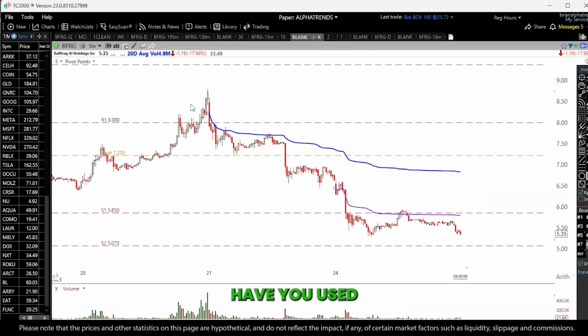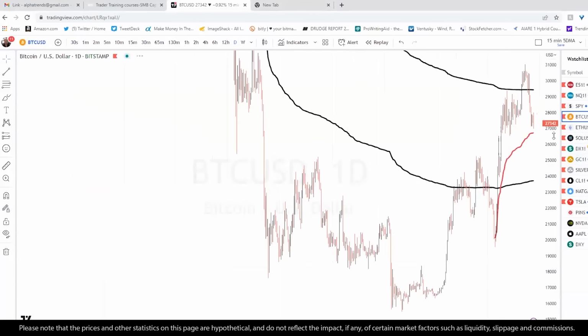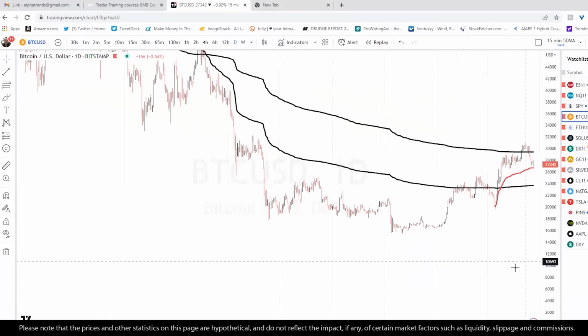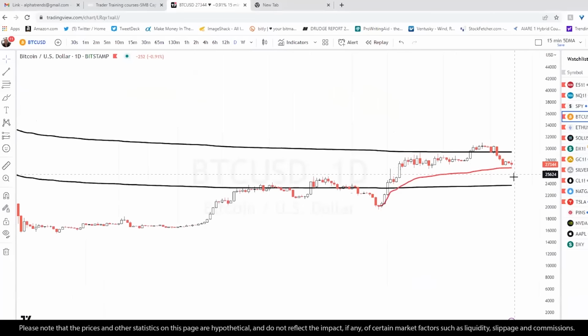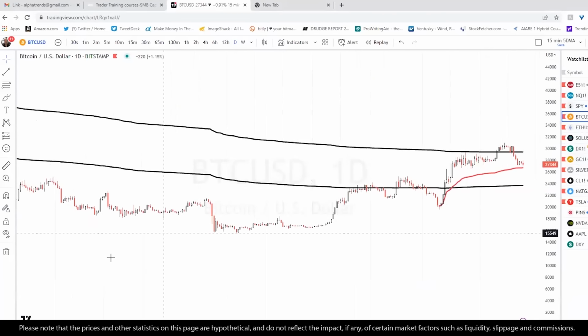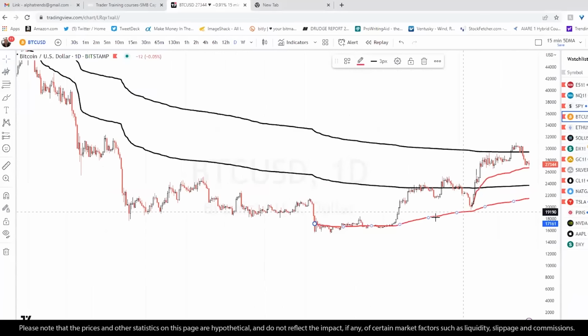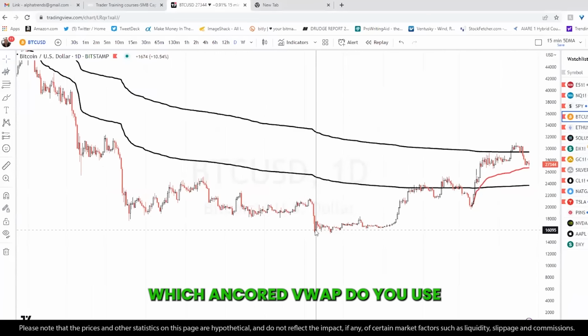Have you used anchored VWAP on Bitcoin at all? Yeah, we can look at that. So here's Bitcoin, and I'm looking for the potential of support right in here. Basically, this is the VWAP off of the low. So this is TradingView. This is the low here, and so it came down. If that's on the right spot.